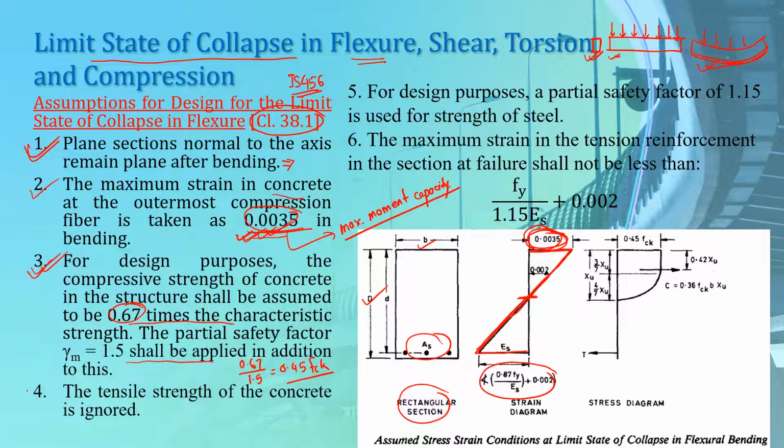The tensile strength of the concrete is ignored. You may want to calculate the actual moment carrying capacity by considering also the tensile strength of concrete, but that level of refinement is not required. We can generally ignore the tensile strength of concrete. For design purposes, a partial safety factor of 1.15 is used for strength of steel. We have already discussed this also. And finally, the maximum strain in the tension reinforcement in the section at failure shall not be less than this value here, fy over 1.15 Es plus 0.002.